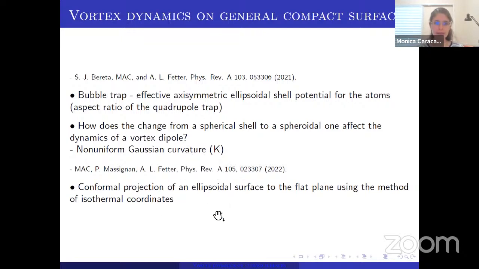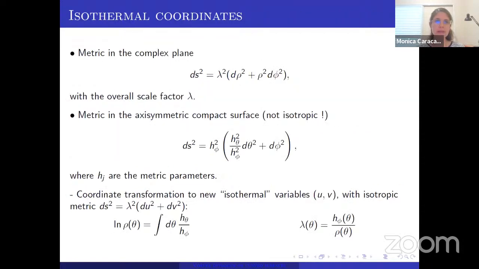To generalize this, you have to use some form of projection. Also, you rely on the method of Fermi coordinates. Okay, let's then start to explain what Fermi coordinates mean. Start with the metric in a complex plane. You have here polar coordinates in the plane. Here you have lambda as being the overall scale factor.